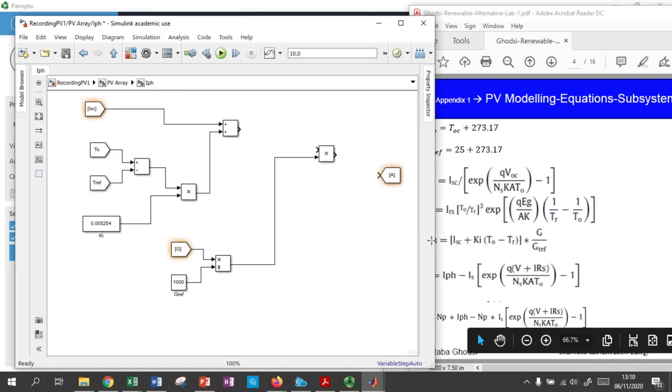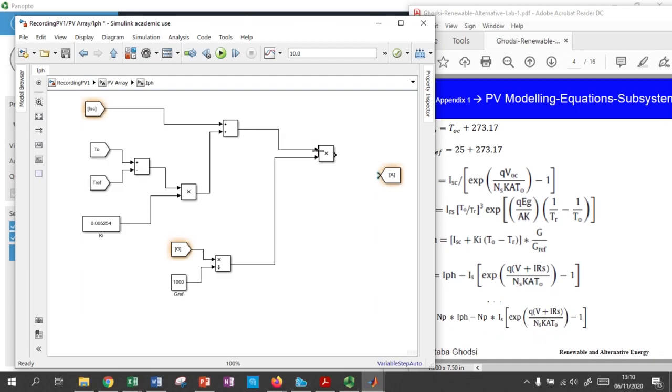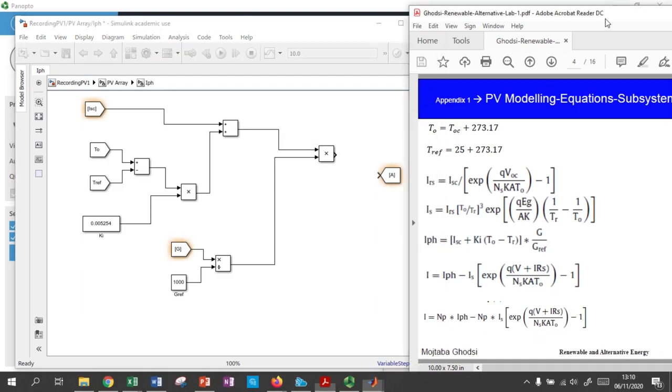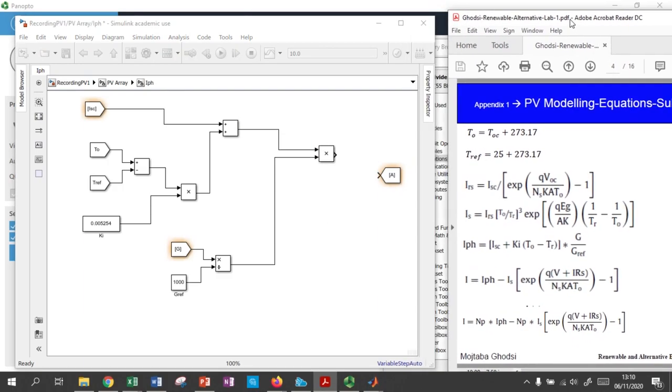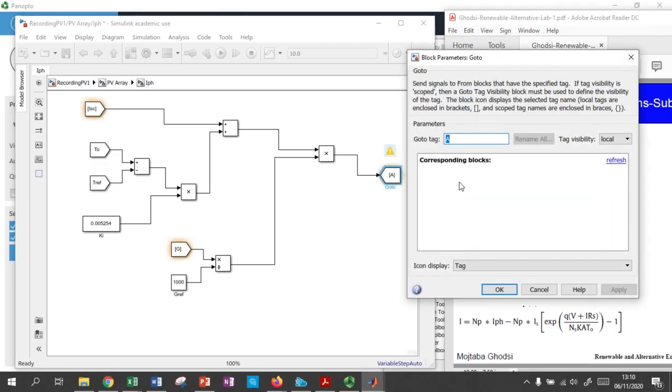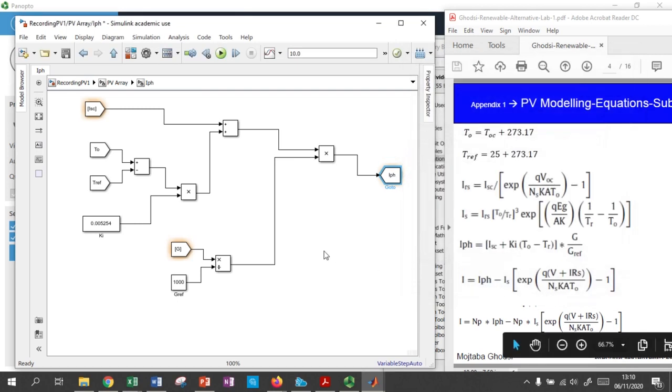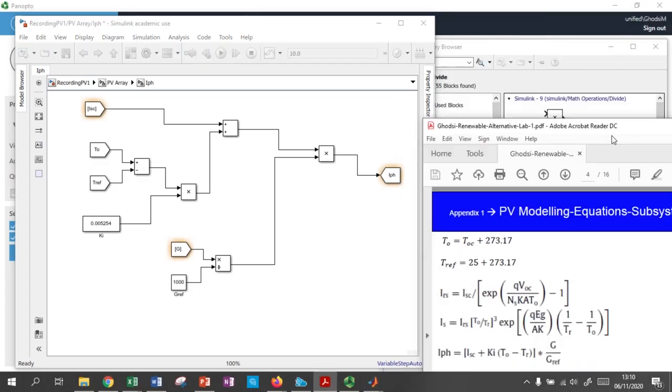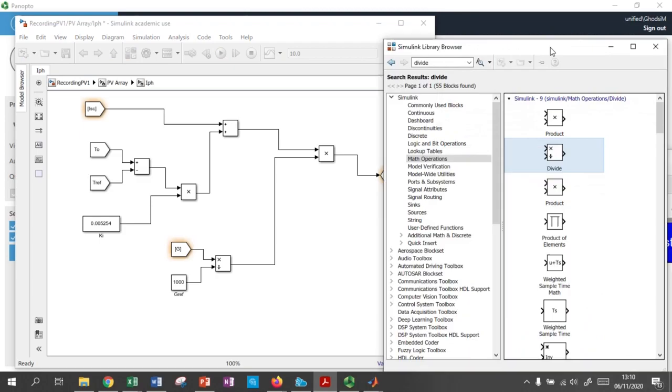Then it's okay, one side, the other side is coming to this, and the output of this one is connected to the IPH. Then I will connect it to IPH and change the name to IPH. Don't forget, you should make it a global variable. Okay. Now, as you can find here, we only need to monitor the values.